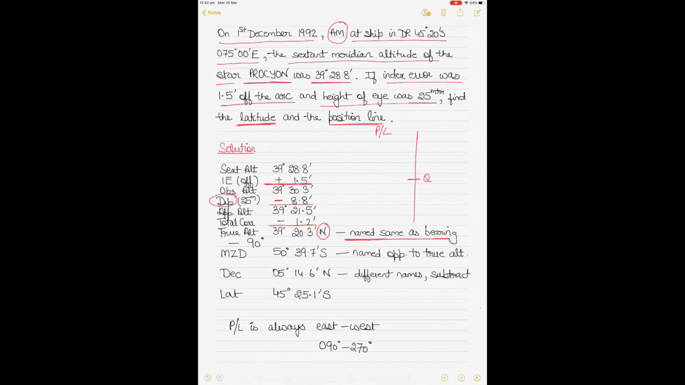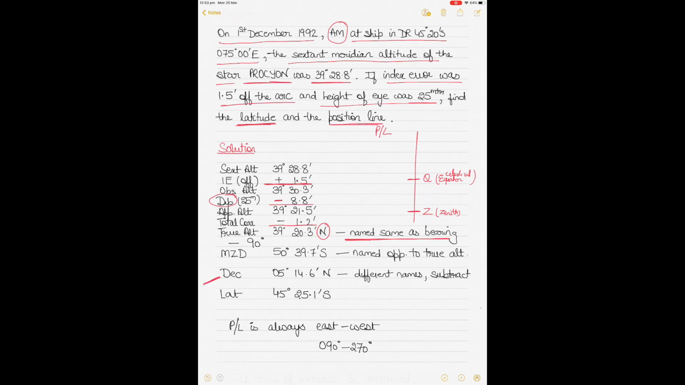Then I plot my DR latitude, which is 45 degrees 20 minutes south. So I will go south of the celestial equator because I'm south, and I call it Z. This is the observer's zenith. Right, this one here is the equator, or rather the celestial equator or equinoctial. And then I plot my celestial body's declination. The declination is 5 degrees 14.6 minutes north.